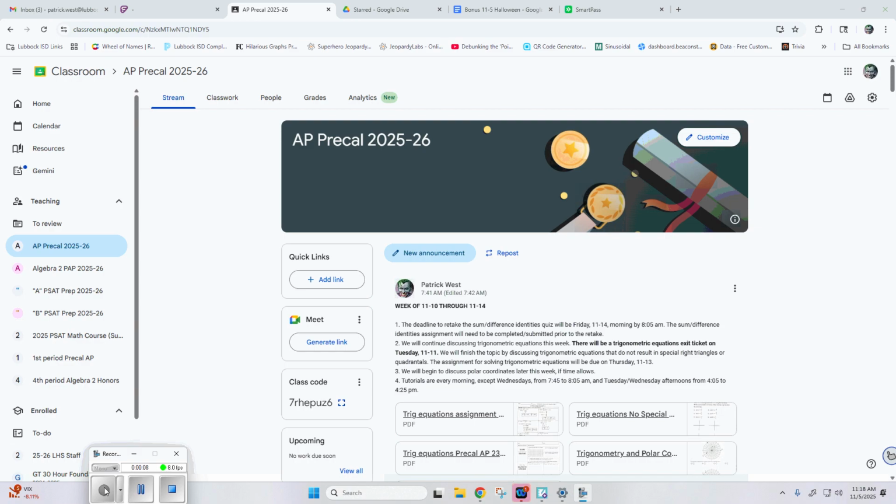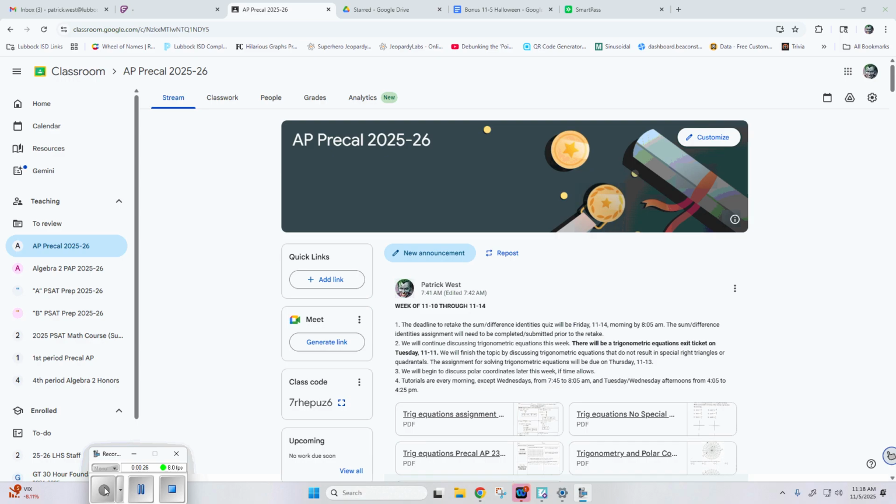Okay, so the plan for today, we're going to start by looking at the assignment for sum and difference identities. Then we'll get into double angle identities. But because the quiz is tomorrow, let's see how ready we are for the quiz.